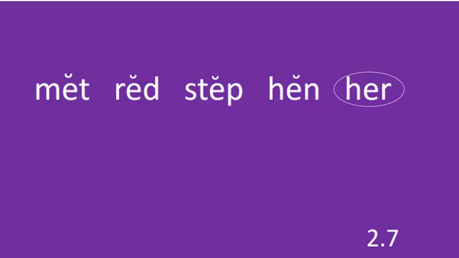Something unexpected happens to the vowel in the word her. The vowel is not short. What letter do you see after the vowel? In the word her, the R comes after the vowel. The name for this syllable type is R-controlled.